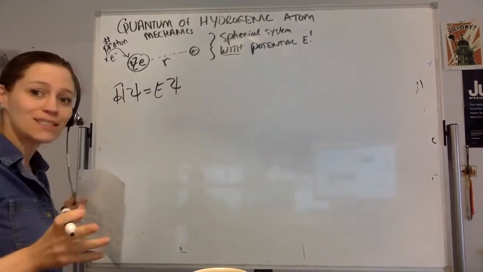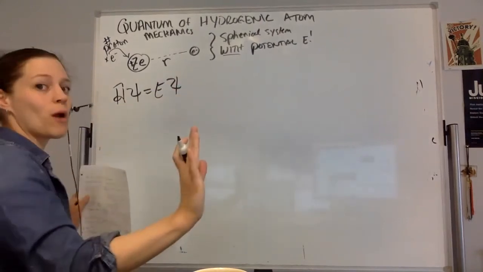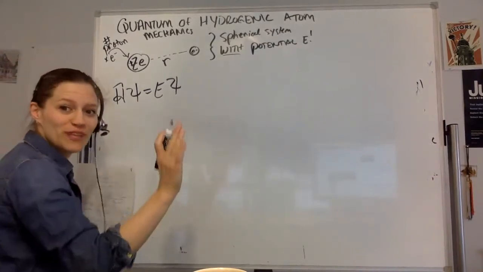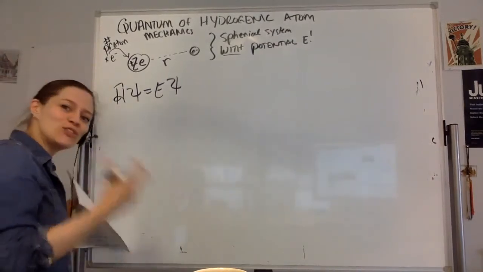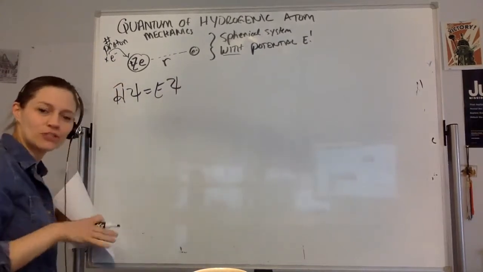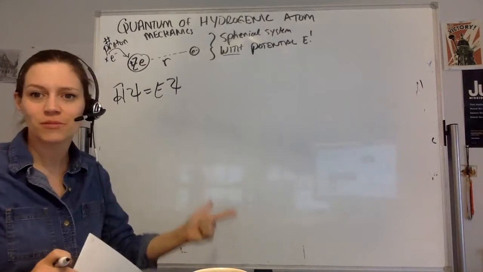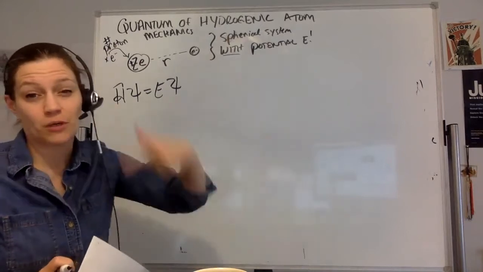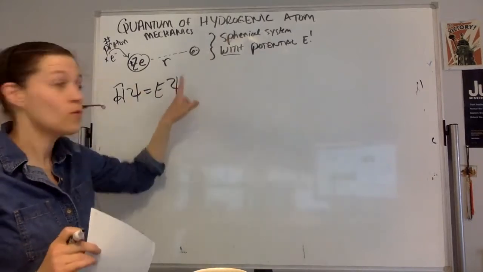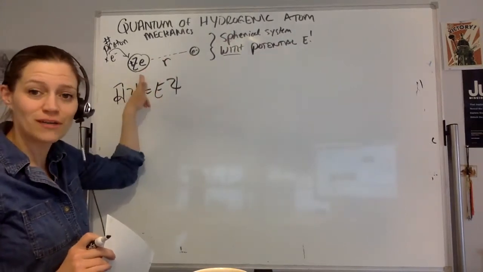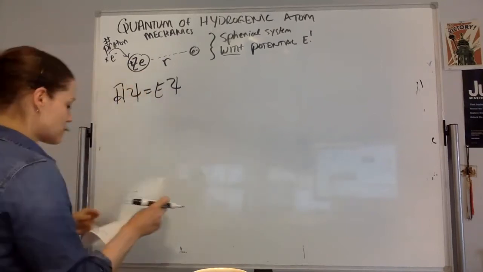Name of the game, H psi equals E psi. Now we have the problem of figuring out what is psi. But actually, before we do that, let's look at the Hamiltonian. As you change your system, your Hamiltonian is going to change. So the particle in a box Hamiltonian is different than the harmonic oscillator Hamiltonian, is different than the particle in a sphere Hamiltonian. Now we are adding in the potential energy associated with this electron coulombically interacting with this proton.